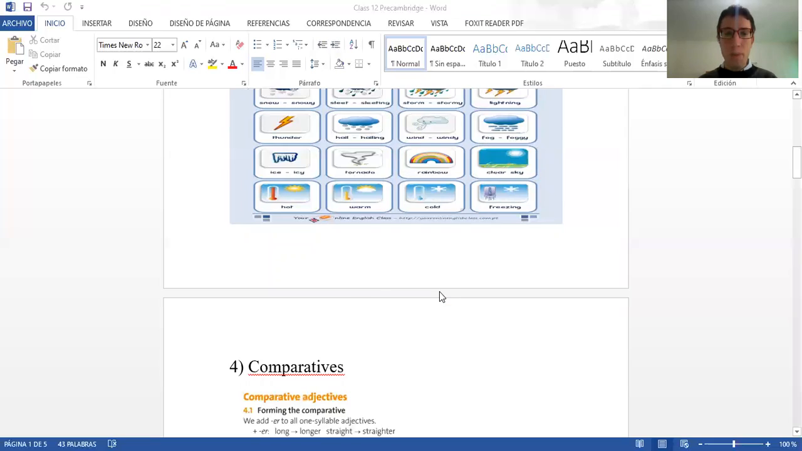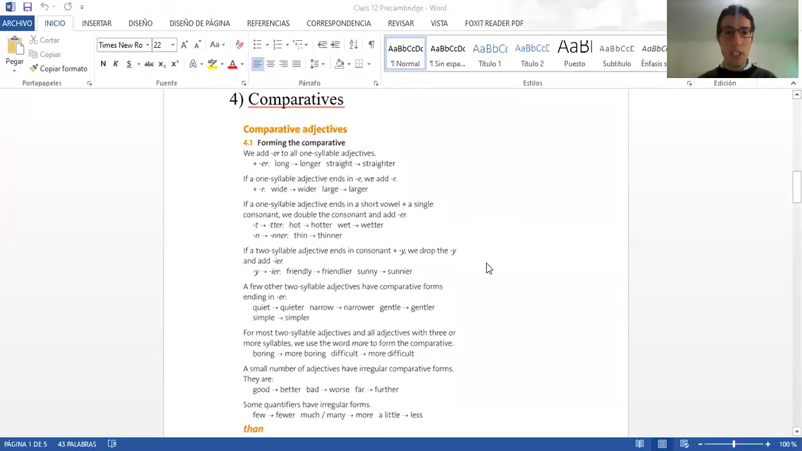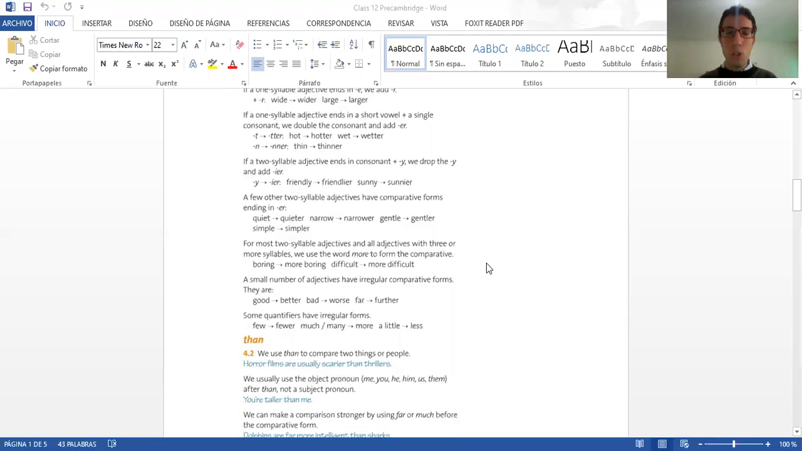Okay, how to form comparative adjectives? Okay, let's revise this. We add er to all one-syllable adjectives, like for example, long, longer, right? If a one-syllable adjective ends in e, we add r, like for example, wide, wider. In the case that the adjective ends in a short vowel plus a single consonant, we double the consonant. For example, hot, hotter. If two-syllable adjectives end in a consonant plus y, we drop the y and we add er. For example, friendly, friendlier.